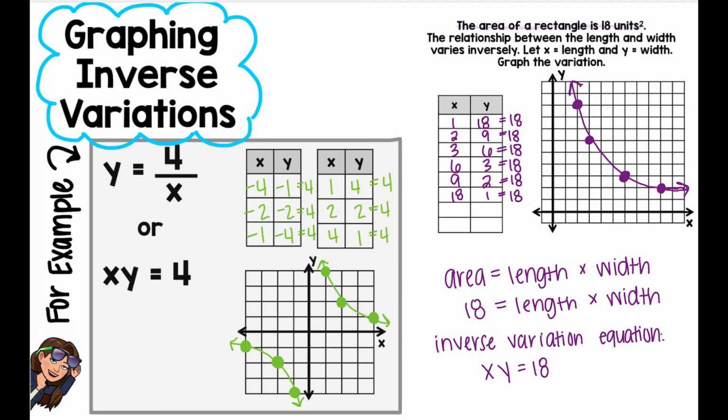Now, just to reiterate what is happening here, we were told that the area of a rectangle was 18. And we were told that the relationship between the length and width varies inversely. So that means that the length times the width had to equal 18. So our length was x, width was y, and the area was 18.